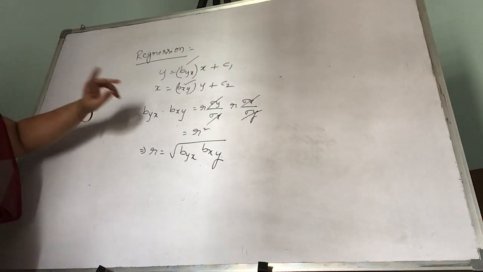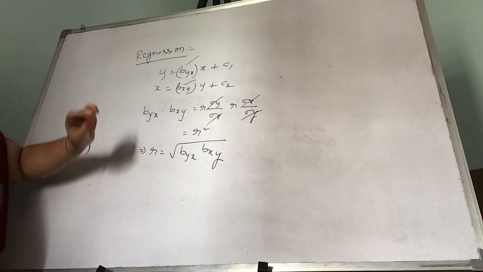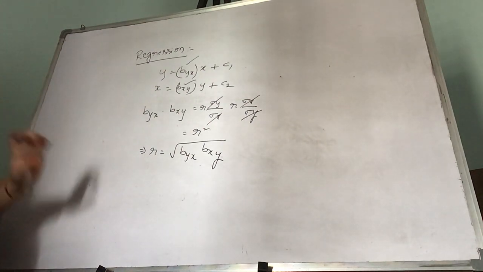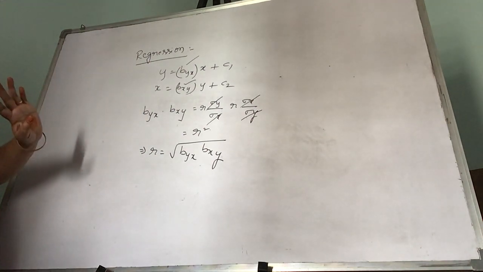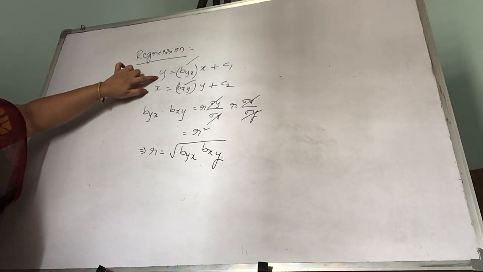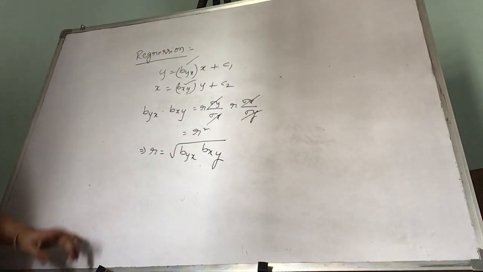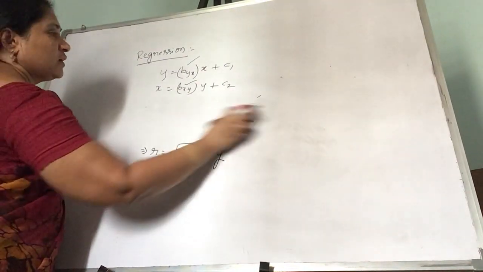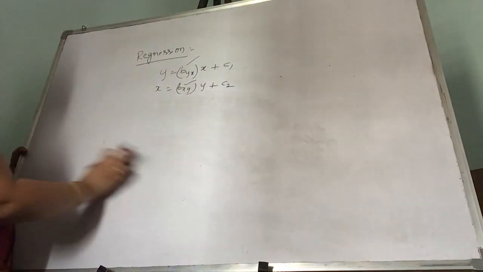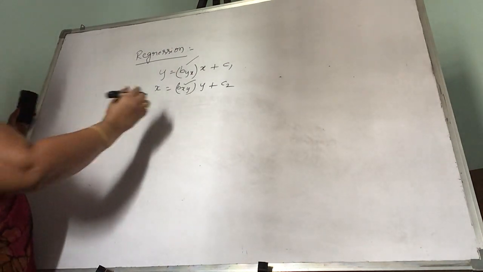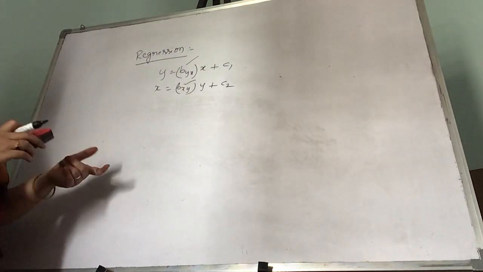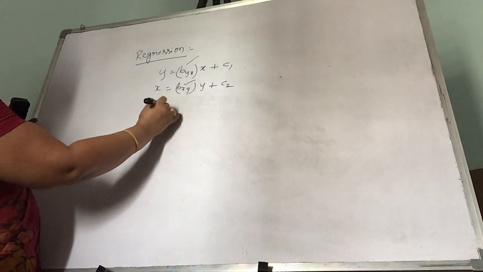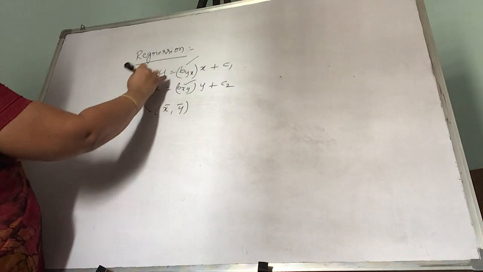Another one is we have to find the mean values of x and y from these two regression lines. If the regression line of y on x and the regression line of x on y are given, from these two equations, how to find the mean values of x and y? Clearly, the regression lines are passing through the point x bar, y bar. Both the regression line of y on x and the regression line of x on y pass through the point x bar, y bar. That means this point satisfies both the regression lines.